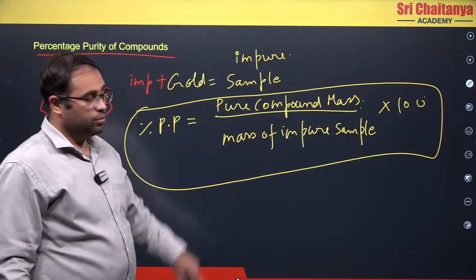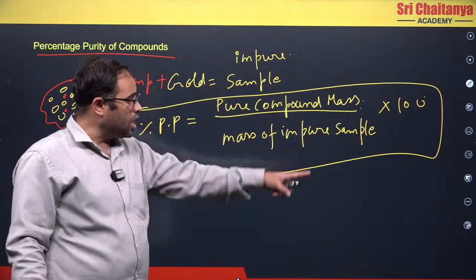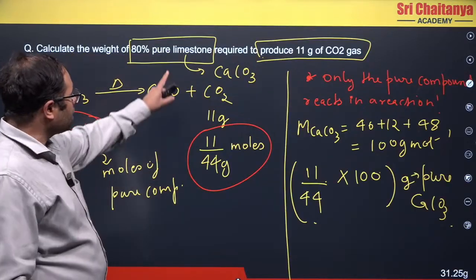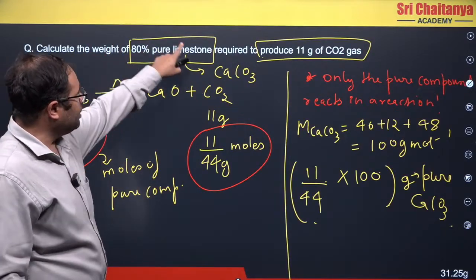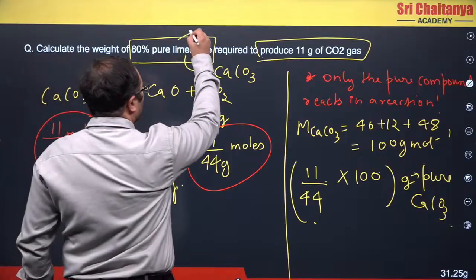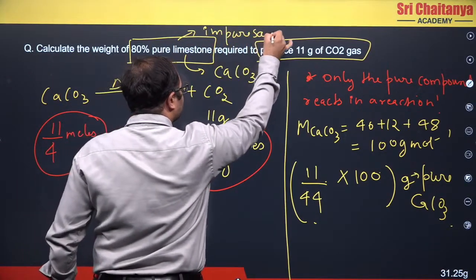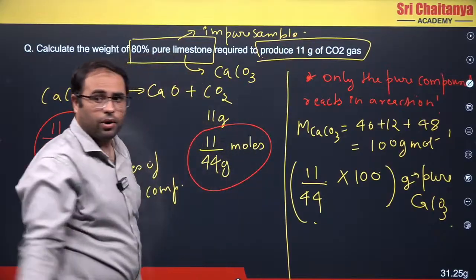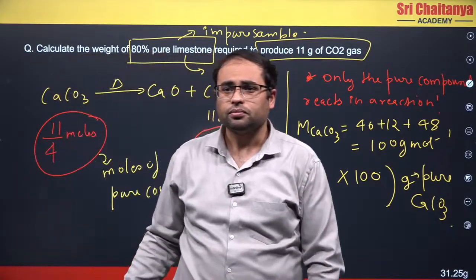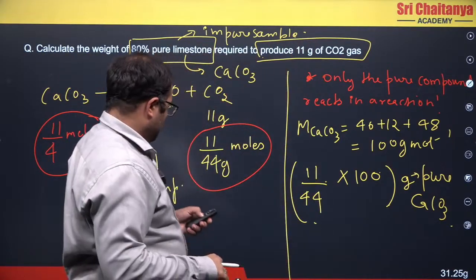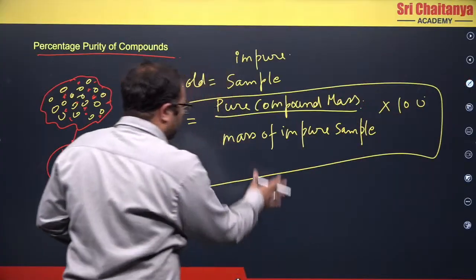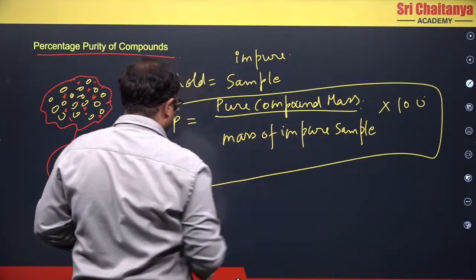What was the formula of percent purity? Pure compound mass by mass of the impure sample. What they are asking you is to calculate the weight of 80% pure limestone. What is this? This is the impure sample, right? So this mass you have to put in the numerator and this mass you do not know.